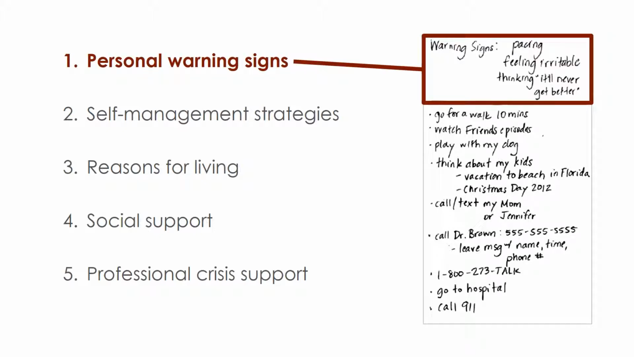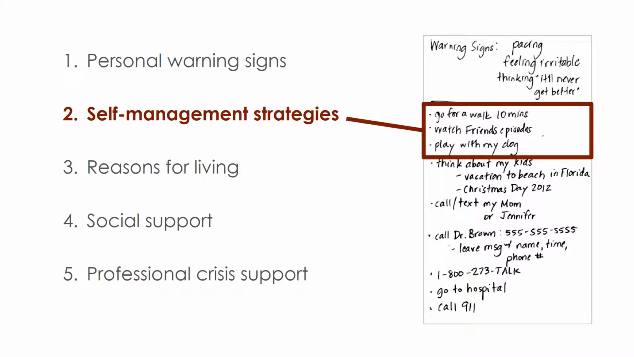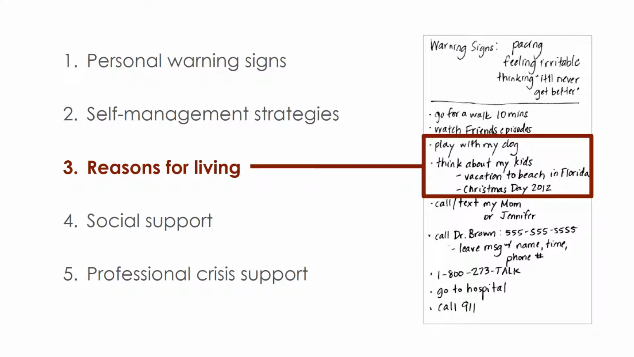John identified 3 key warning signs: pacing, feeling irritable, and thinking it'll never get better. Note that these warning signs include a behavior, an emotion, and a thought. John then identified 3 strategies that had previously proven to be helpful for reducing stress or feeling less overwhelmed: going for walks, watching episodes of a favorite TV show, and playing with his dog. Playing with his dog also serves as a reason for living for John. Indeed, John said that on the day of his near attempt, it was seeing his dog's face and wagging tail that helped him to snap out of his state of mind.